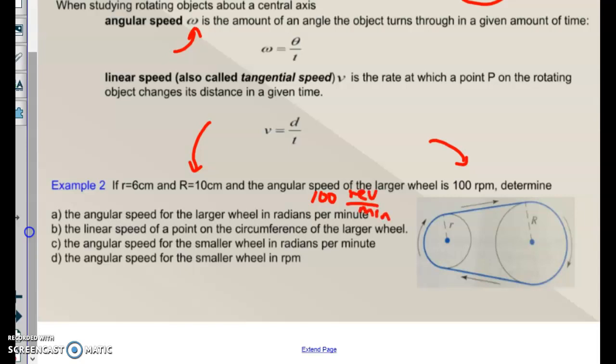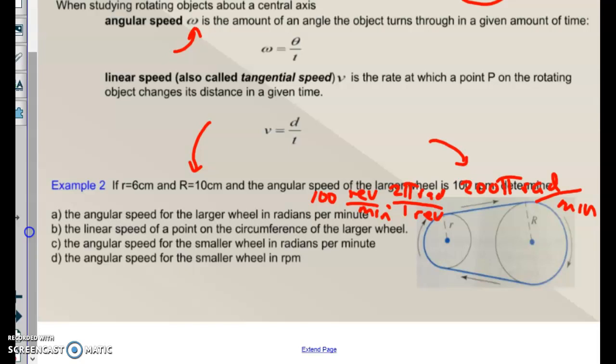And we want to change that. The first thing we have to do is change that into radians. And so we know that 1 revolution in radians is 2 pi radians. So if I change this from 1 revolution, doing the unit changing here, I get 2 pi radians. So I get 200 pi radians per minute is your angular speed for that.